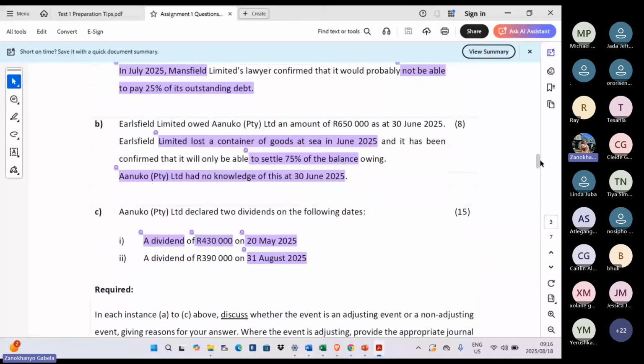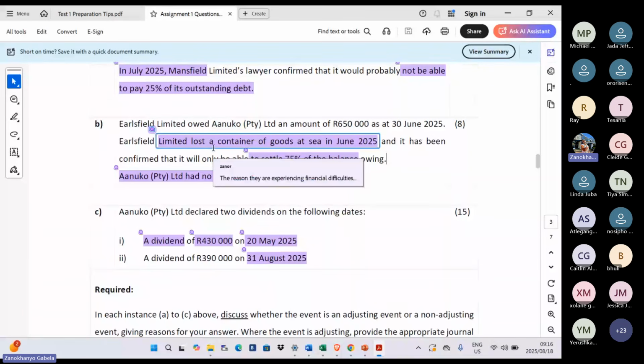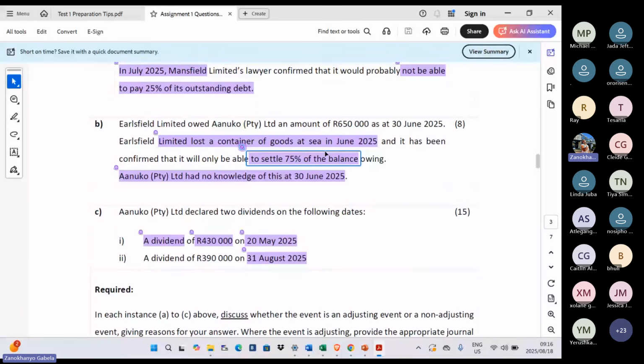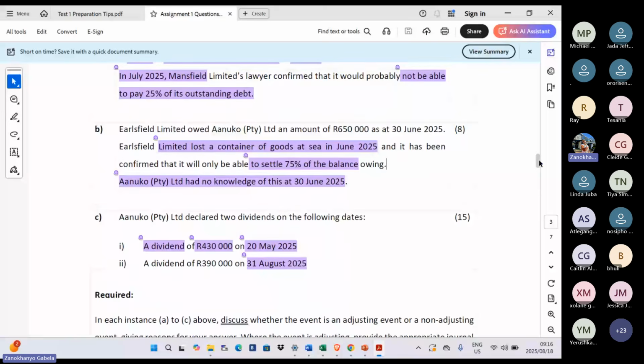But now, what amount are we going to use? They say they will only be paying 75%. That means then 25% is the amount we need to calculate. So 650 multiplied by 25%, and then that's the value of your adjustment. So you explain it's an adjusting event. Why is it an adjusting event? We're looking for the event that must have happened before year end. What is this event? It's the loss of a container at sea, which led them to being in financial distress. All right. Then you process that one, happiness, and then let's go to C.